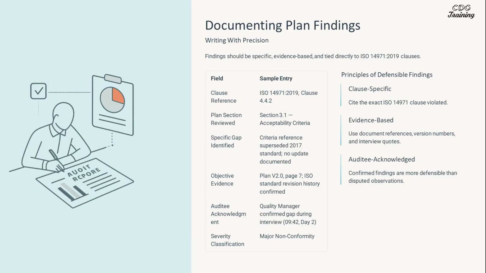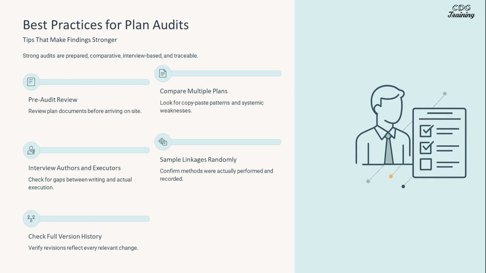Findings should be specific, evidence-based, and linked directly to ISO 14971-2019 clauses. This ensures clarity and defensibility in audit reports. Strong audits are prepared, comparative, interview-based, and traceable. Pre-audit reviews, random sampling, and full version history checks are essential practices.